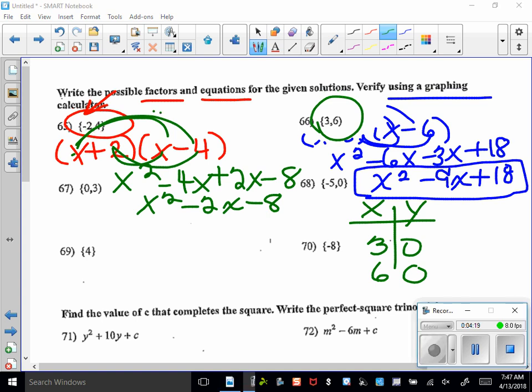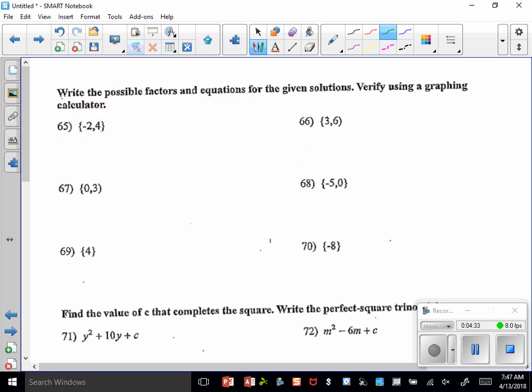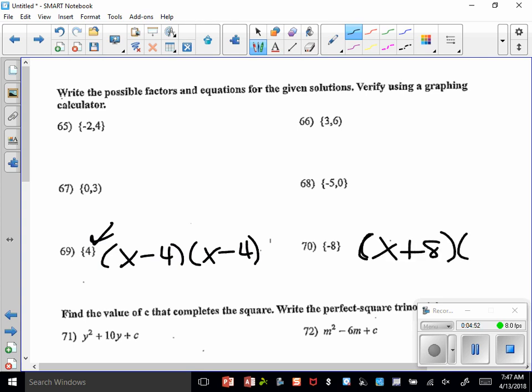Okay, hold on. I'm going to have you do number 69. Actually, let me do 69 just because there's only one answer. When it's one answer, you're just going to write it twice. So since this is a +4, you're going to write that as x minus 4 times x minus 4. Same thing you would do over here to number 70. You would say x plus 8 times x plus 8. And then you can FOIL it out from there.